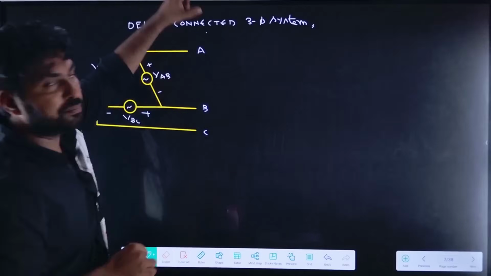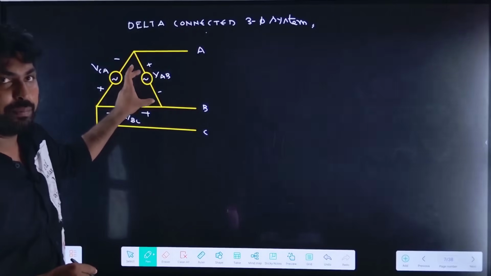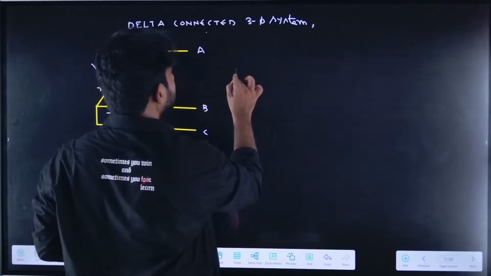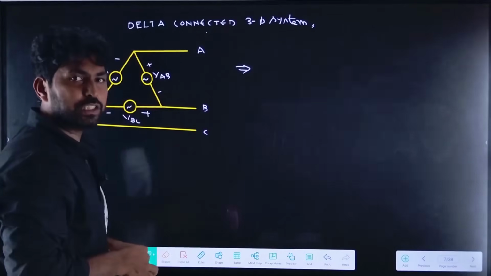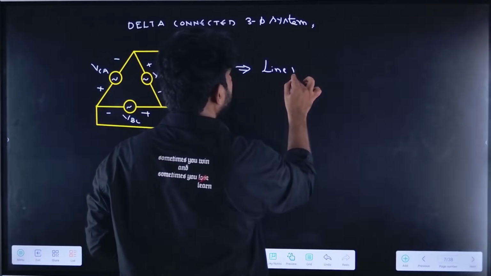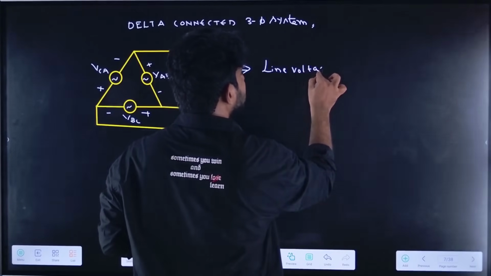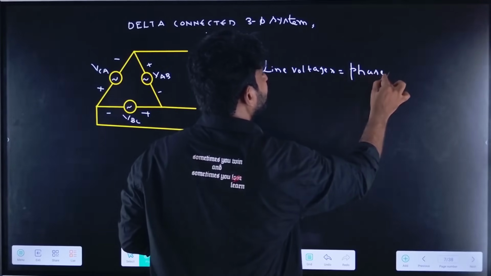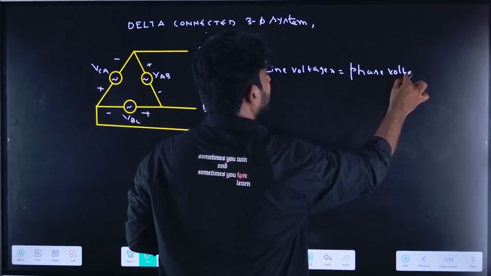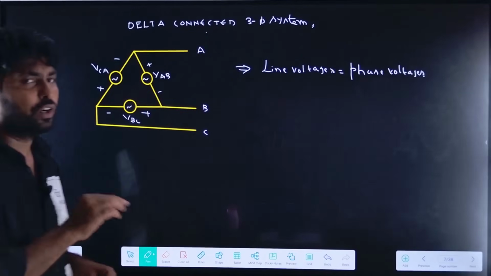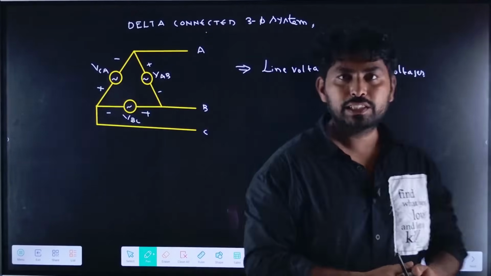Here if you observe, the phase voltage is VAB and the line voltage is also VAB. So in the delta connected system, the line voltage is equal to the phase voltage. We are just analyzing the voltages. Currents we will analyze later on in this session.